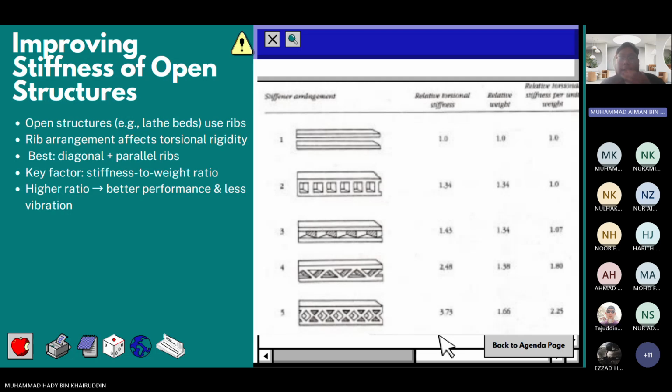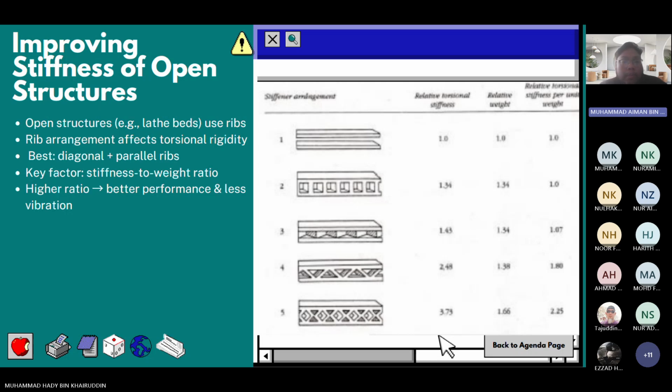Today I will be presenting on improving stiffness of machine tool structure: the role of joints and structural analysis methods. This topic is important because machine tool performance depends heavily on stiffness, stability, and proper analysis during design.